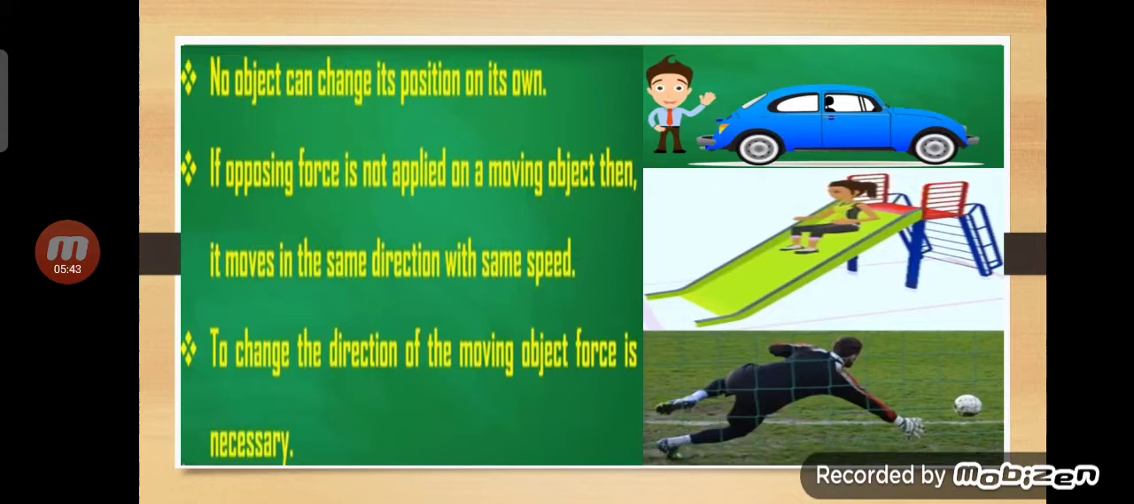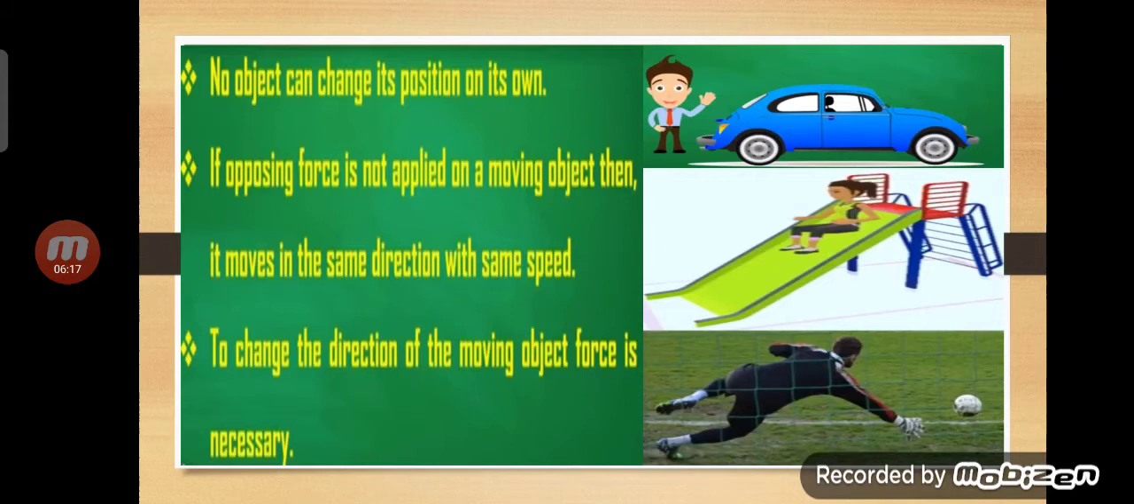While taking a kick in football, the player applies a force on the ball, and the applied force makes the ball move towards the goal area. When the goalkeeper jumps to save the goal, at that time he tries to apply a force on the moving ball, and the force applied by him can stop the ball also. Okay, children?